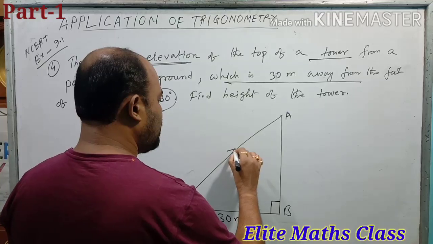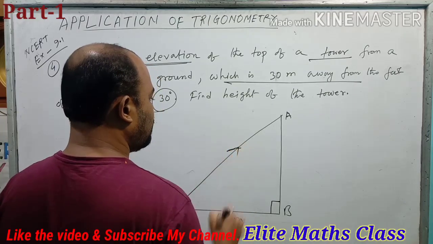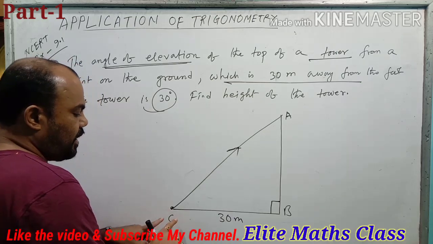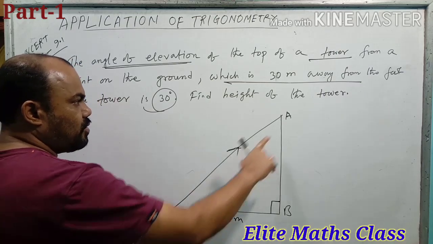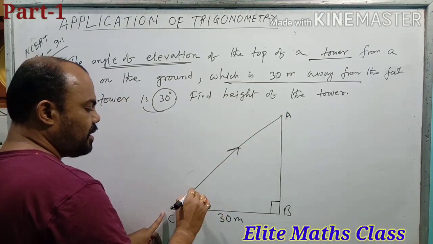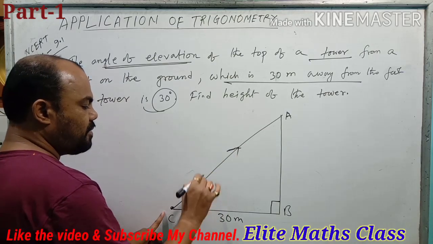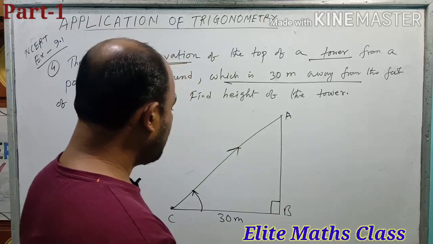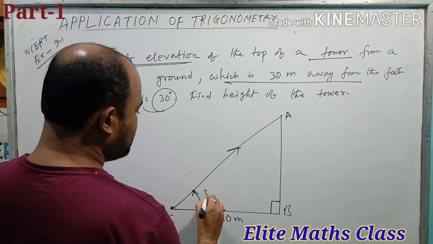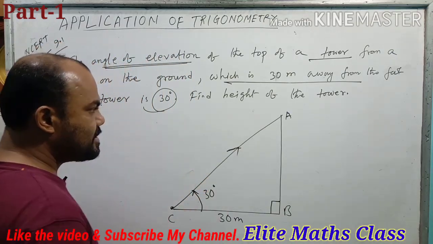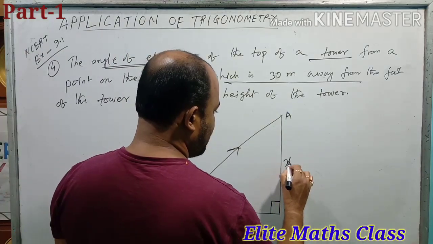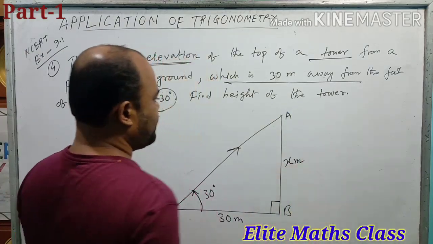This will be the line of sight. And which one will be the angle of elevation? Obviously, the point is here and the top of the tower is observed, so this will be the angle of elevation. Whenever you are looking upwards, the angle will be the angle of elevation, and it is given as 30 degrees. What we have to find is the height of the tower, that is AB, let it be x meters.